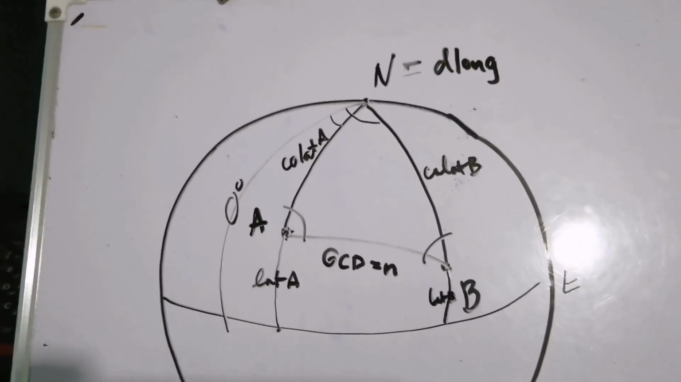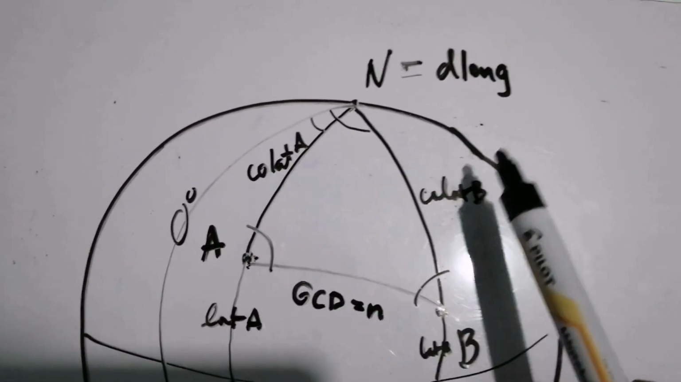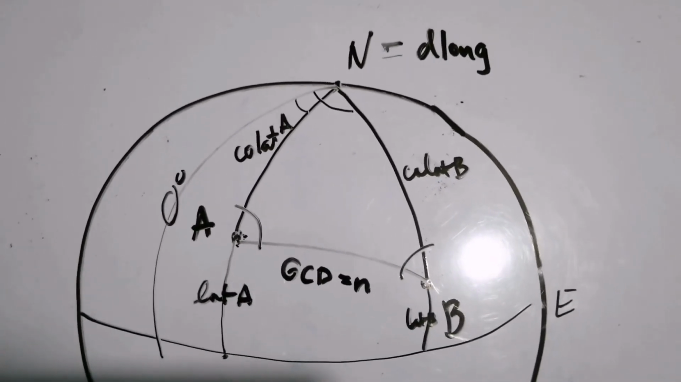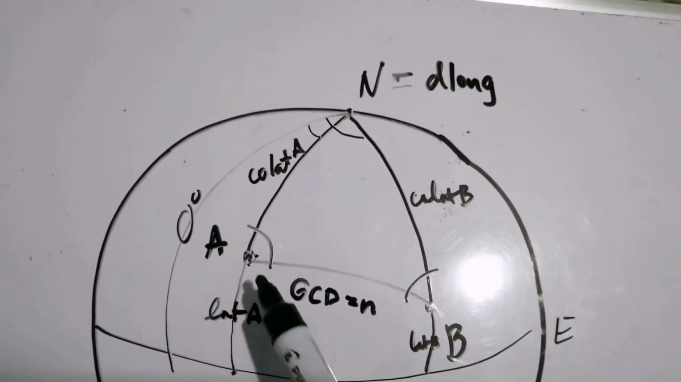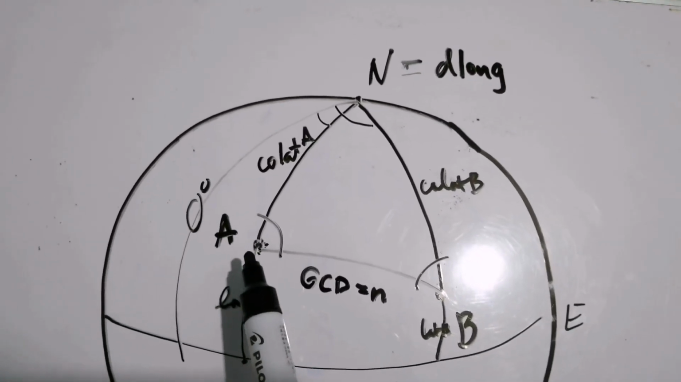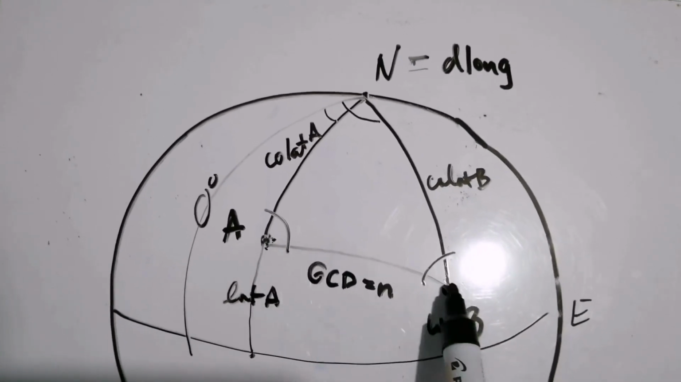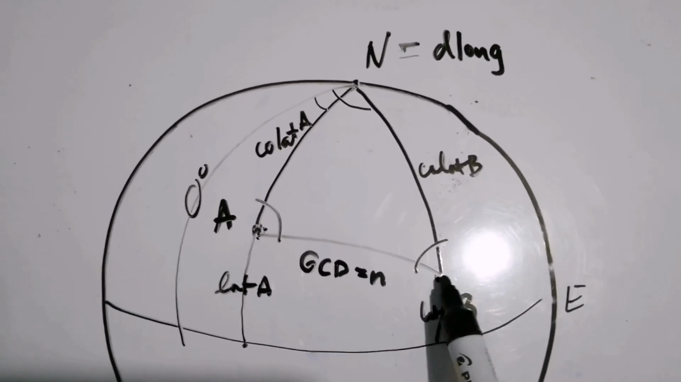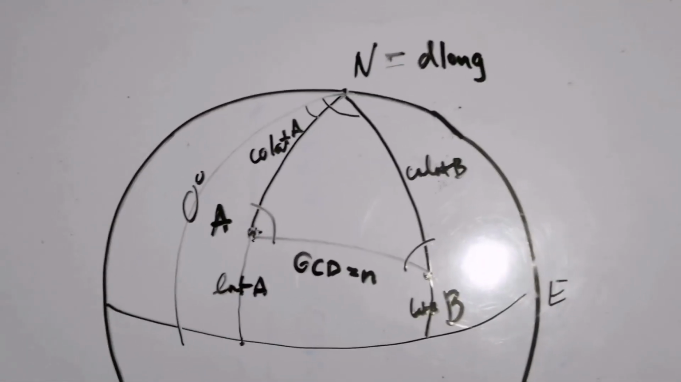So again, let's enumerate the parts. First, we have colat of A, we have colat of B, and then the third side will be the great circle distance between points A and B. Your angle N will serve as the difference of the longitude, or the d-long between A and B. Your angle A will be used to identify the course or the bearing from point A to point B. And your angle B will be used to find the bearing from point B to point A. So we'll be using this for our next activity.